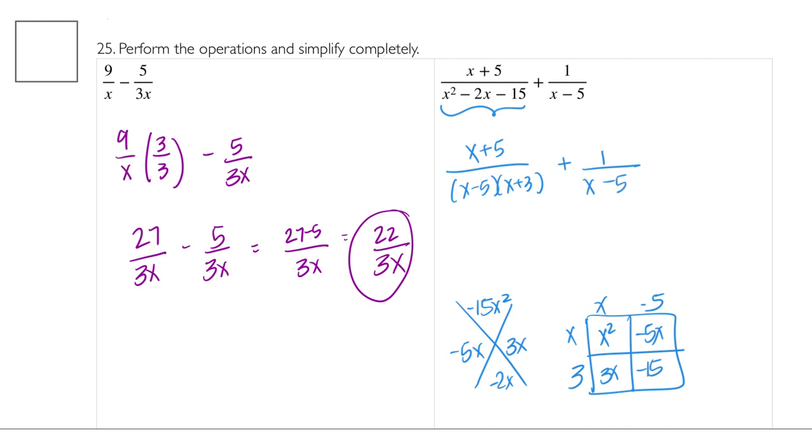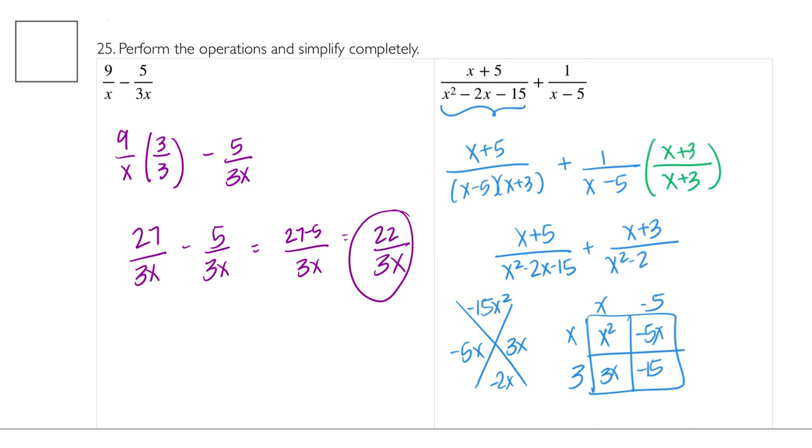Okay. So both denominators have an x minus 5, but only one of them has an x plus 3, so we'll need to multiply this by x plus 3. And then we would have x plus 5 over our common denominator, and 1 times x plus 3 over our common denominator. And then we can add those two together, so we would get 2x plus 8 over our common denominator.